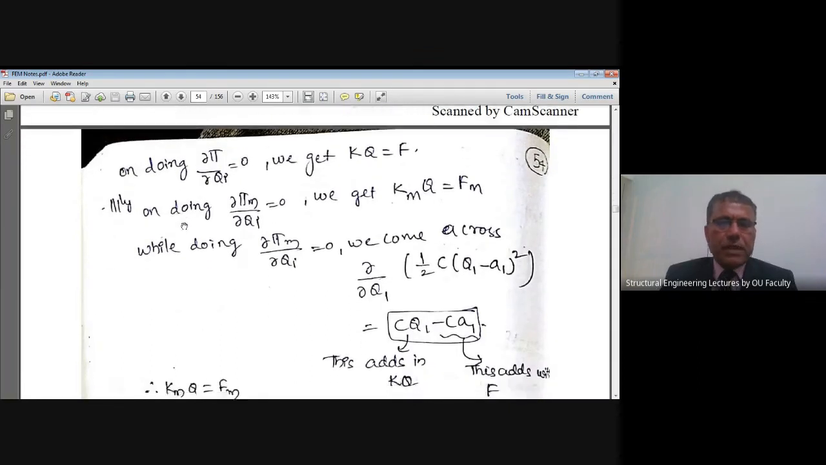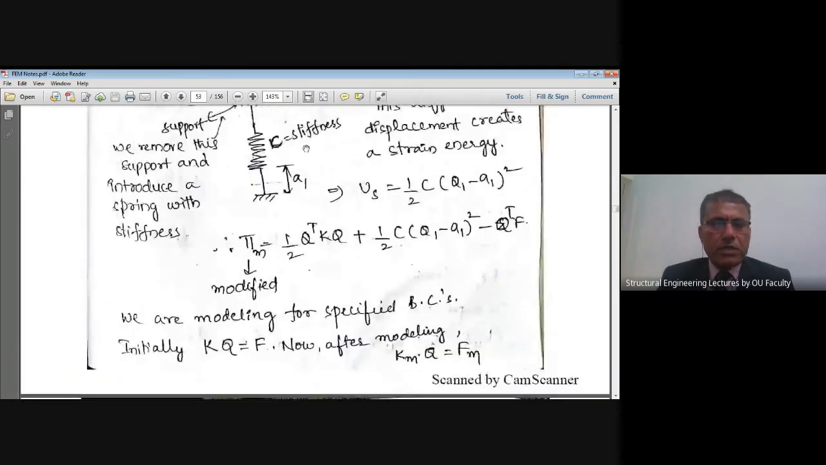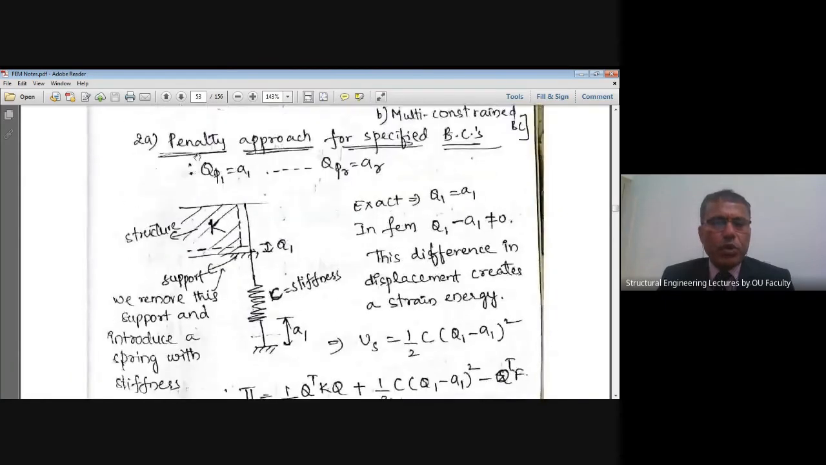Now we'll use the minimum potential energy approach to get the degrees of freedom which are unknown. That is mathematically written as dou pi divided by dou qi is equal to 0 as per the minimum potential energy approach, so that I'll get KQ is equal to F. Similarly, I'm doing dou pi m divided by dou qi is equal to 0. Now I'll get KM multiplied by Q is equal to FM. These are the modified equilibrium equations because of the introduction of the spring in the form of a huge penalty.